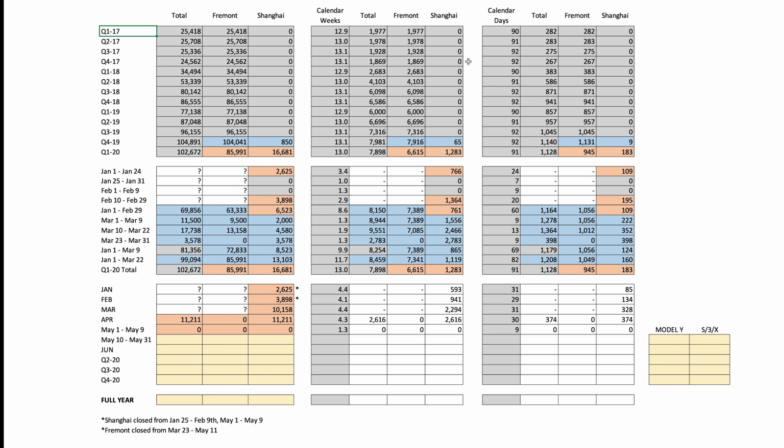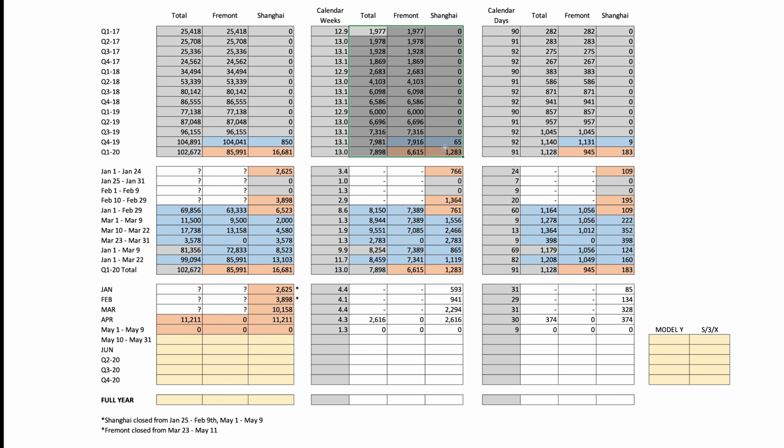First off, I want to orientate people with how I'm looking at this data. On the left, I have various periods of time in the rows, and then in the columns, I have total production from Fremont and Shanghai combined. Then I have a split for Fremont and Shanghai. So that's the total production over that period of time. Then in addition to that, in the center, I have the production per calendar week, and then over on the right, production per calendar day.